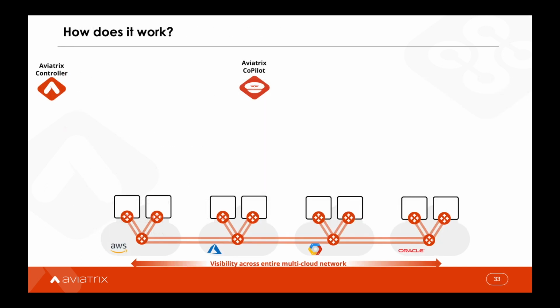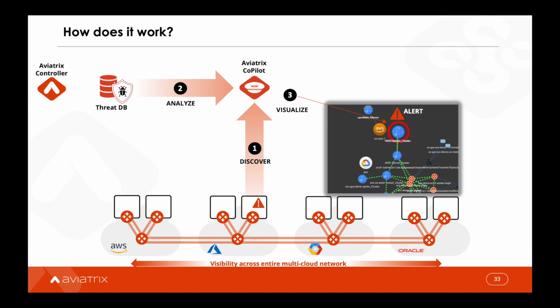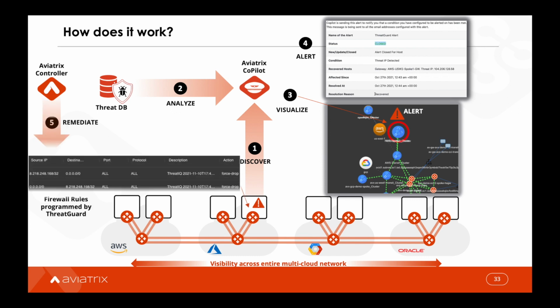Let's go over how ThreatIQ and ThreatGuard actually work. Aviatrix gateways across a multi-cloud environment send real-time NetFlow data to Copilot. Copilot analyzes the data on all public destinations against a well-known threat database. Within Copilot, ThreatIQ provides extreme visibility of the impacted communication flow. ThreatIQ also alerts you on any potential threats in your environment.